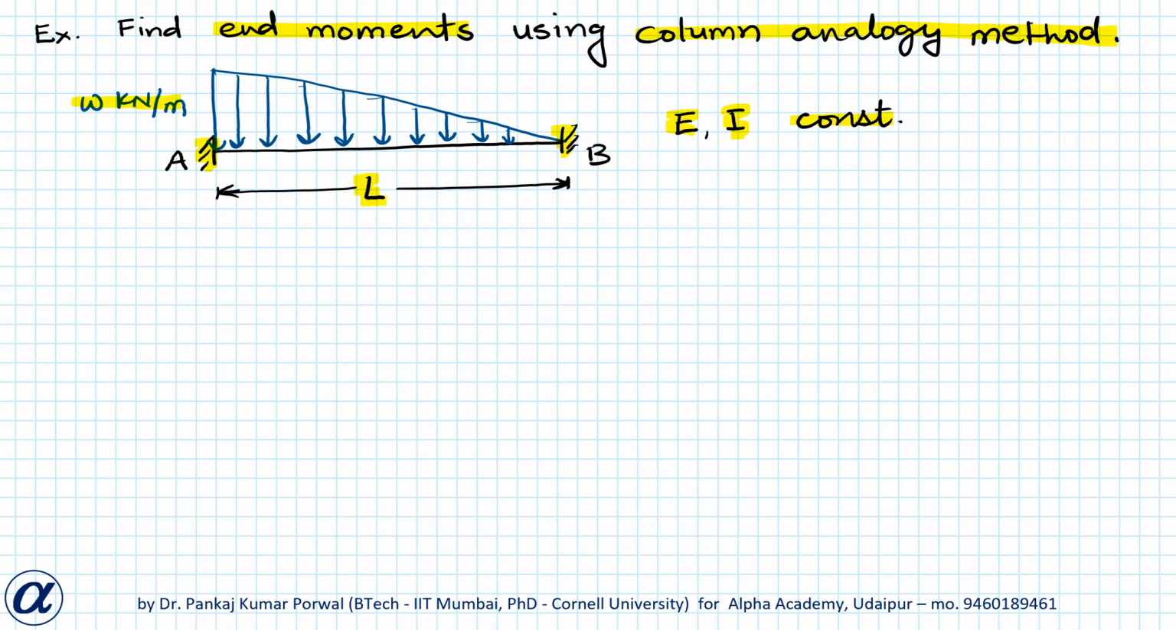And here note that because both the ends of this beam are fixed, the end moments for this beam will be same as fixed end moments. To solve this using column analogy method, the first step is to draw the corresponding statically determinate beam, and we can get that by replacing fixed supports at A and B by pin supports. So my corresponding statically determinate beam will be corresponding simply supported beam.